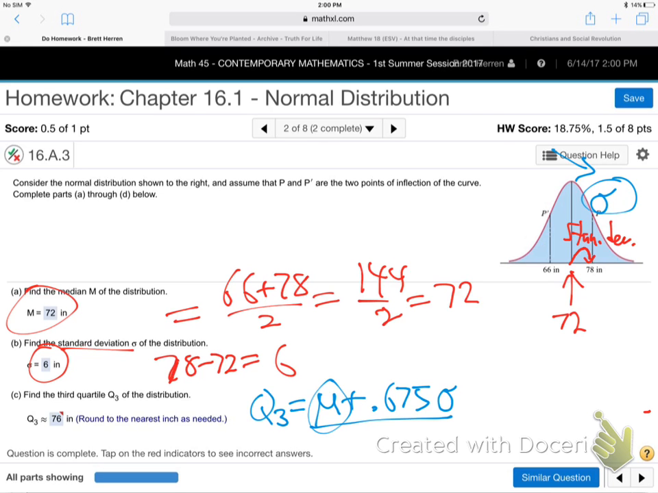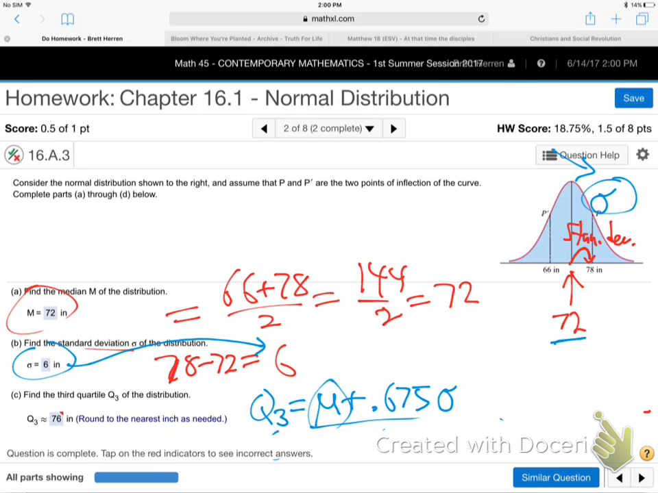You want to put that on your 3x5 card. We're going to use it a fair bit. So there's the formula. How do we do it? Q3 is mu. Do I know mu? What's the middle? 72. Plus 0.675 sigma. What's sigma? Can you see it right here? Sigma is 6. It's the jump amount, the standard deviation. Oh, you can't see that very well, huh? Because that crazy thing's in the way.